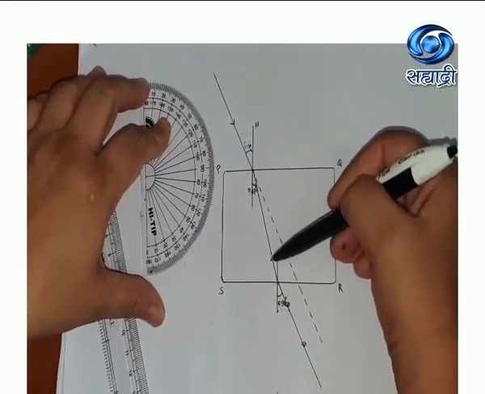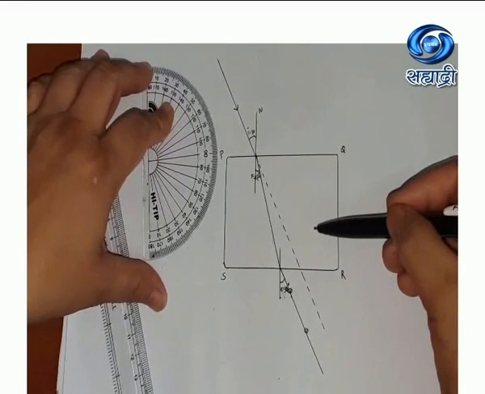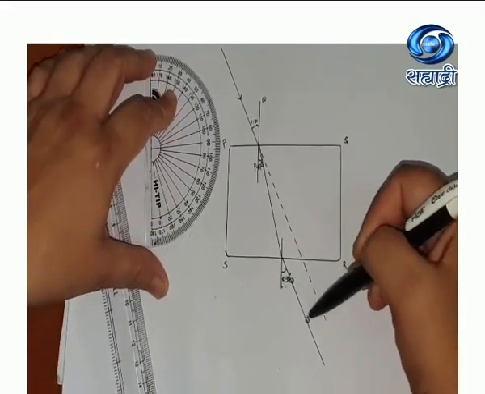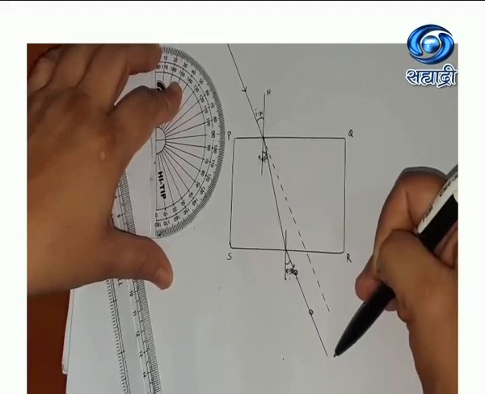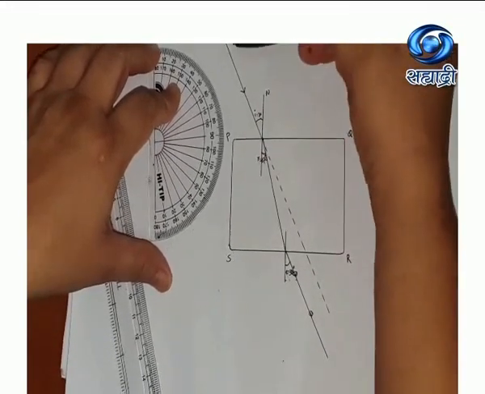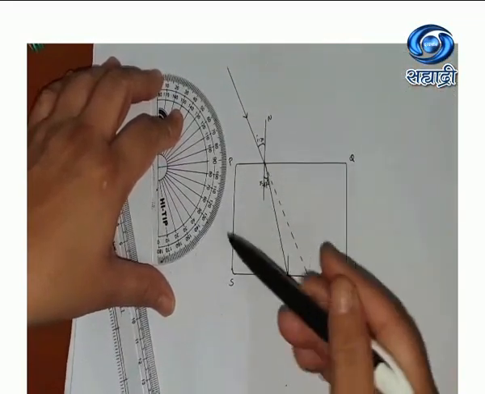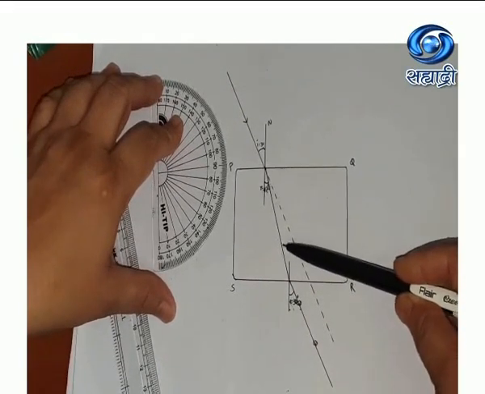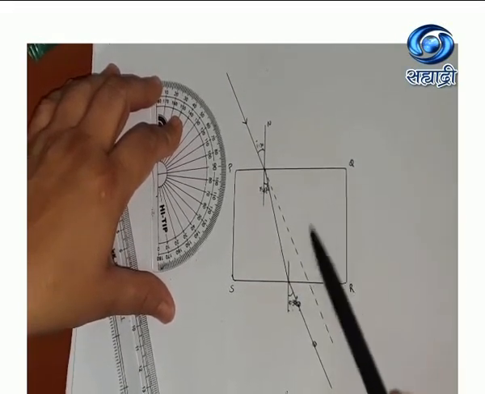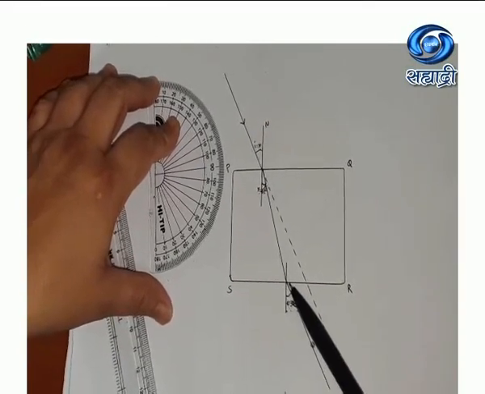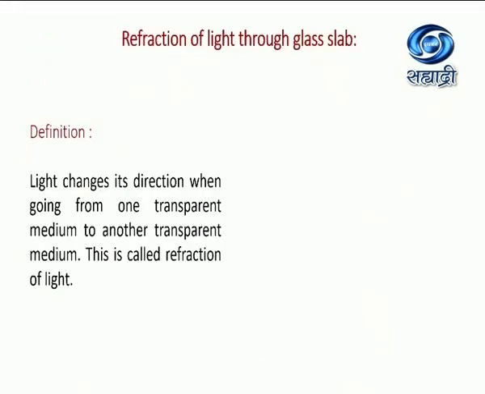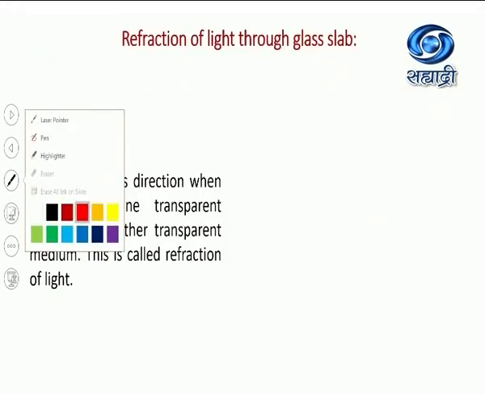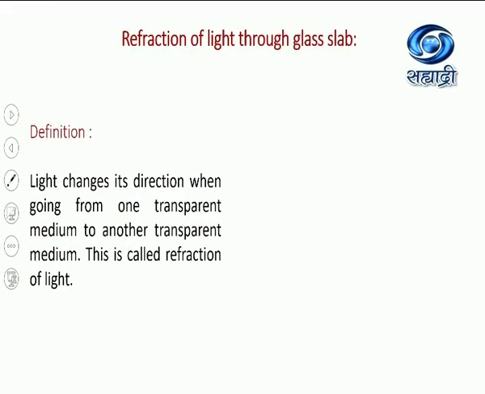So the incident ray bends while traveling from one medium, and again it bends when it travels to the second medium. While entering from air to glass, it moves near the normal, and while coming out from glass to air, that is, from the denser medium to the rarer medium, it bends away from the normal. Light changes its direction when going from one transparent medium to another transparent medium. This is called refraction of light.